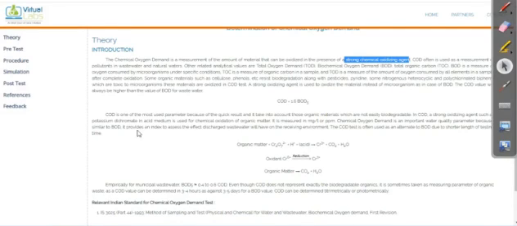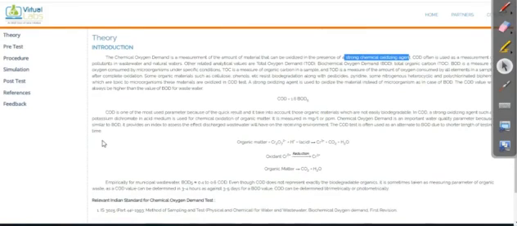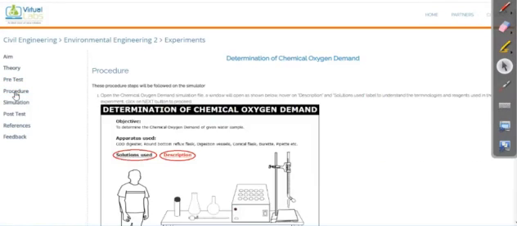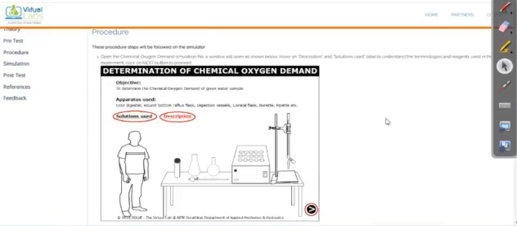Fine. So let's see the procedure. How to carry out the COD test? So jump into the procedure. This is the procedure.